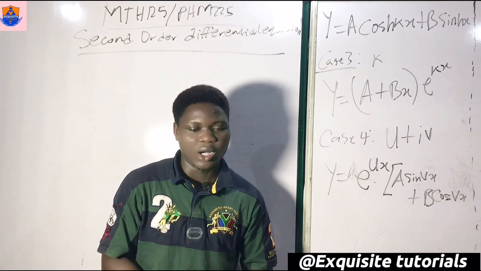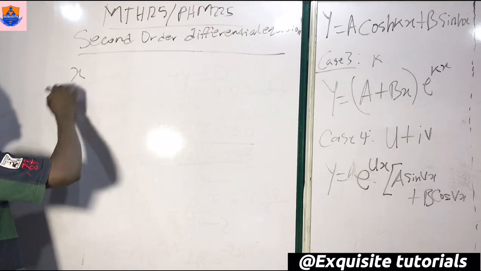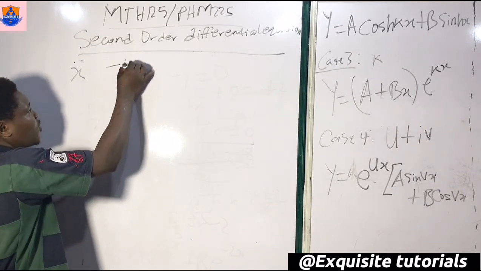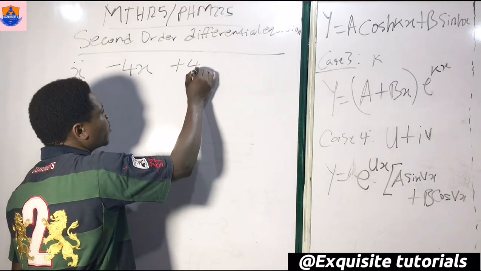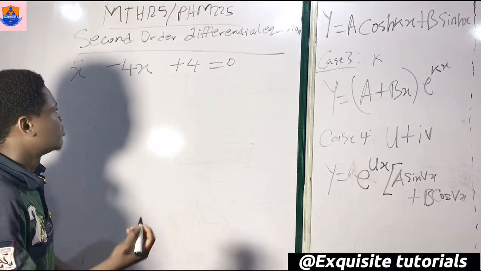The second question we have here is x dot dot minus 4x plus 4 equals 0. Now how do we get our x?